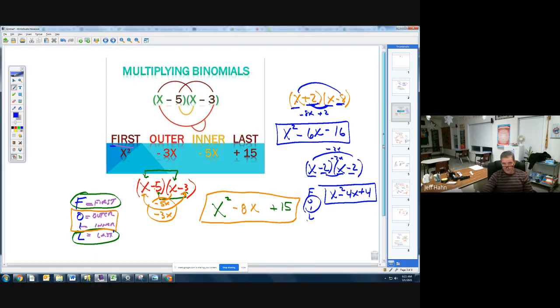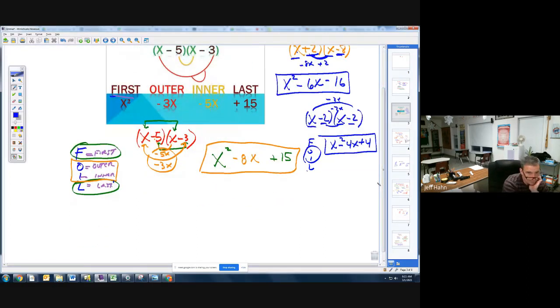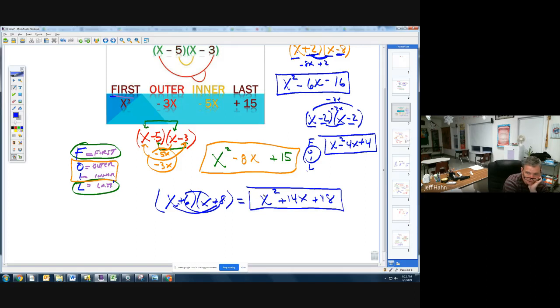Let's see what else we have here. One more. How about x plus 6 times x plus 8? Doing it quickly, FOIL, the two first terms give you x squared. The toughest part about it is the outside plus the inside. 8x plus 6x is 14x, and 6 times 8 is 48. And there is the trinomial you get. Usually when you multiply two binomials together, you're going to get a trinomial like that.